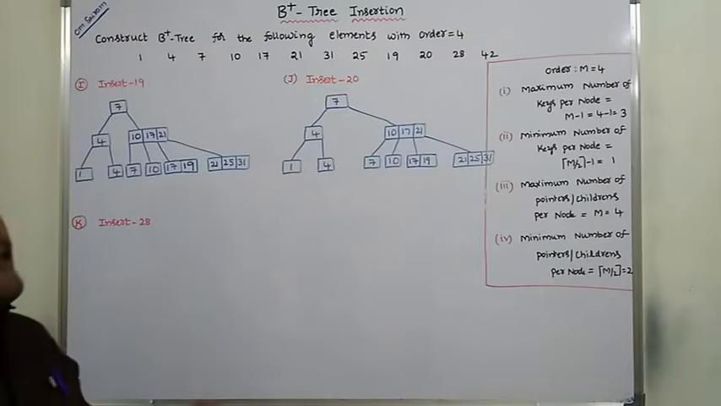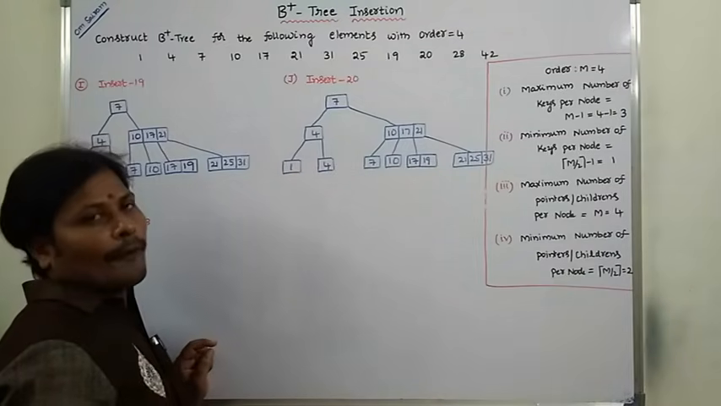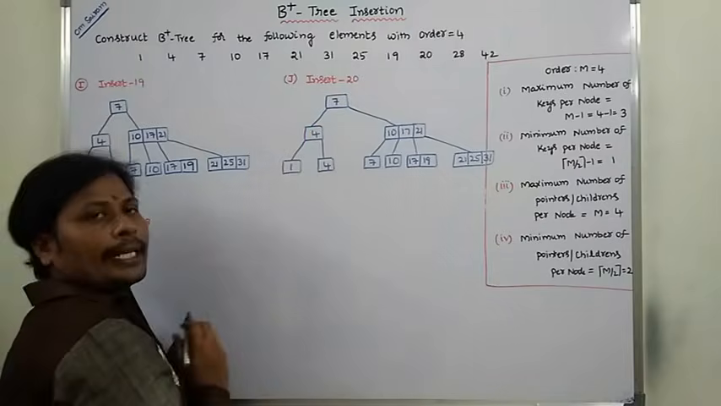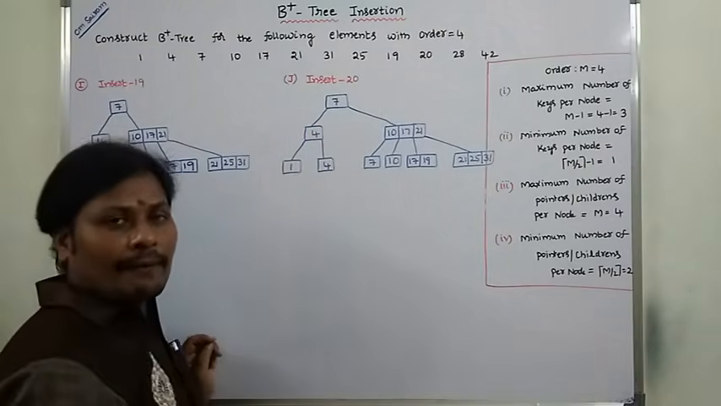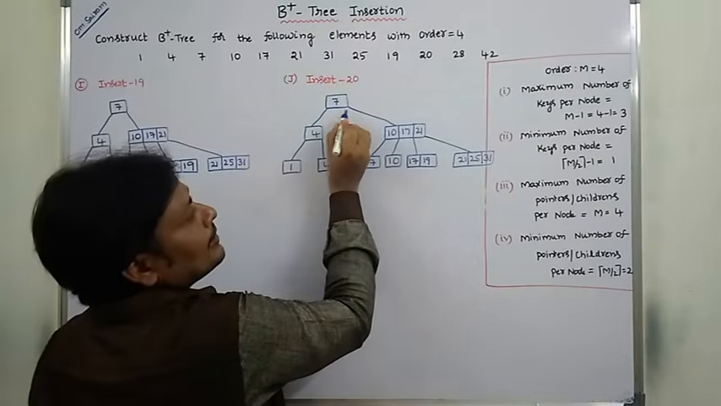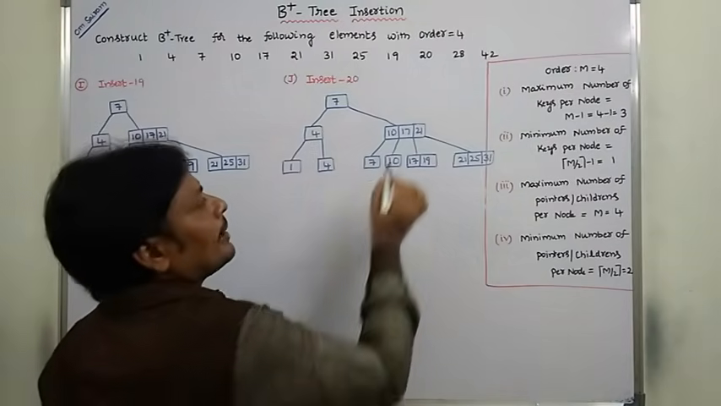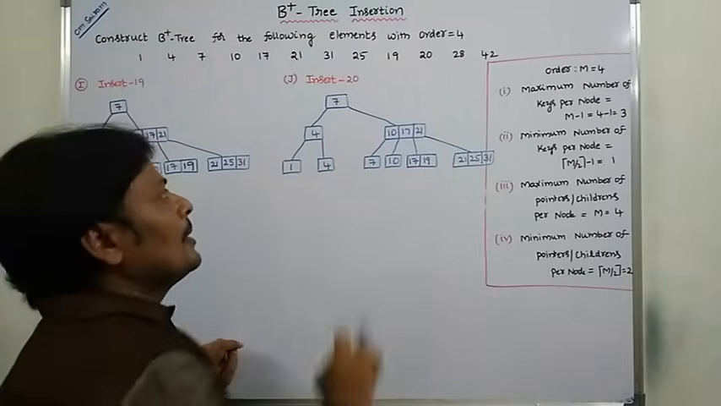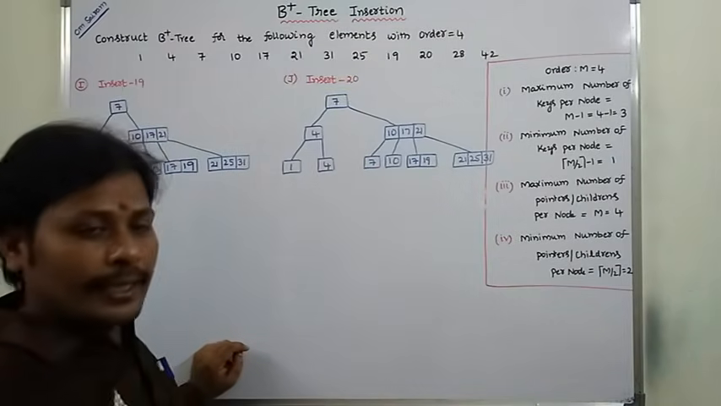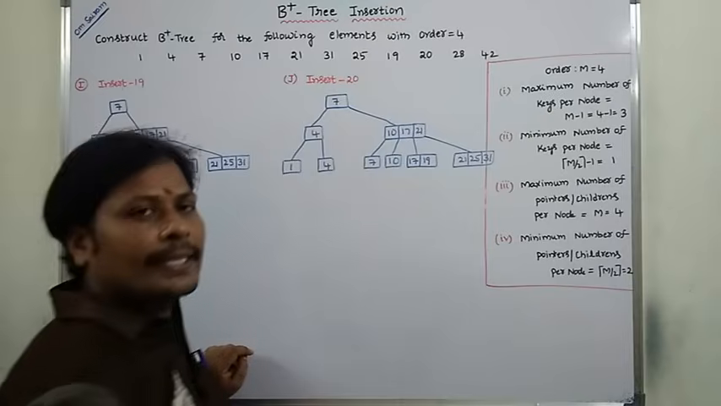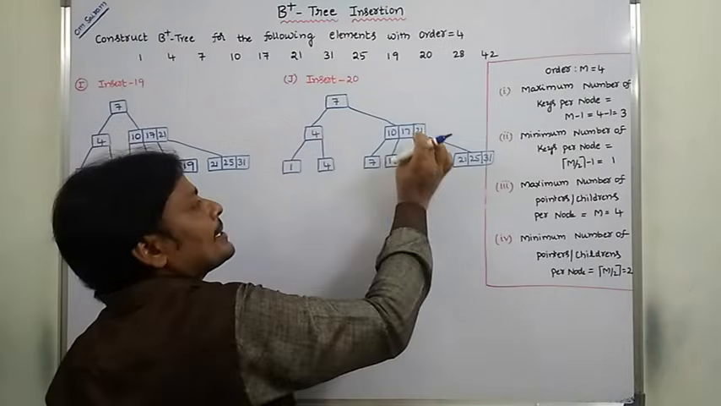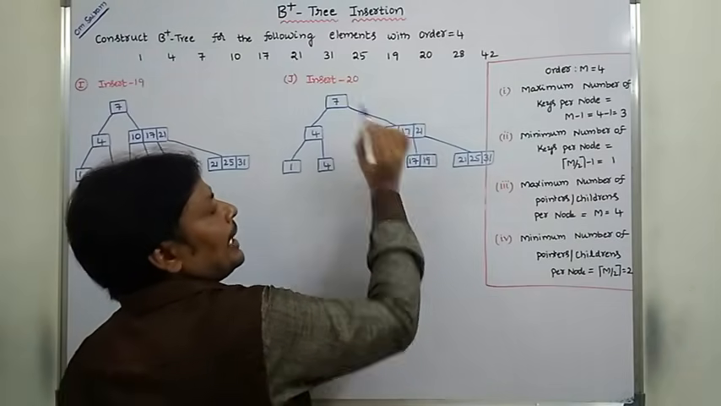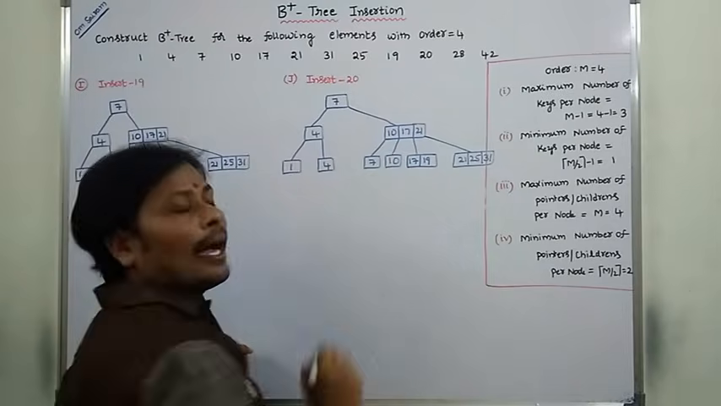Now inserting 20, first we have to find the location of 20. 20 is compared with the root node, which contains the key element 7. It is greater, so go to the right pointer, which points to a right subtree containing a node with the key elements 10, 17, 21. First 20 is compared with 10. It is greater. Next 20 is compared with 17. It is greater. Next 20 is compared with 21. It is lesser. So 20 is inserted in between 17 and 21.